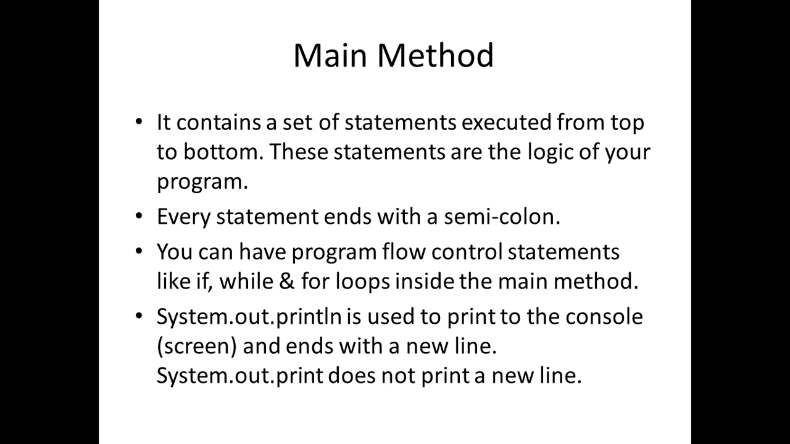So the main method contains a set of statements that are executed in order from top to bottom. So these statements are the logic of your program, and every statement in Java ends with a semicolon. And you can have program flow control statements like the if statement, the while statement, and the for loops inside the main method. So while is a statement which executes as long as a condition is true. For is a loop which executes for a fixed number of iterations.